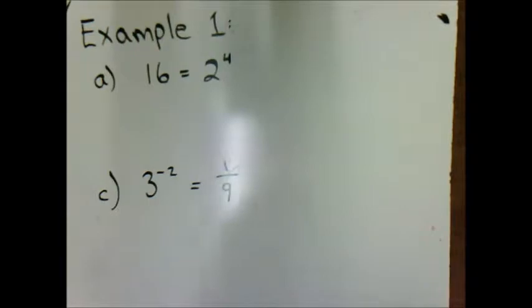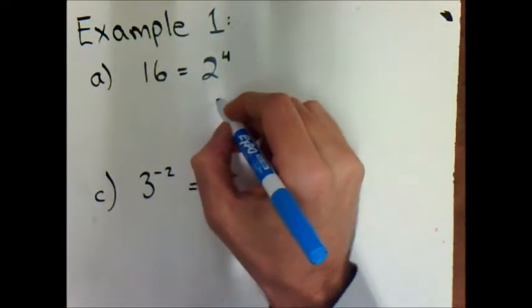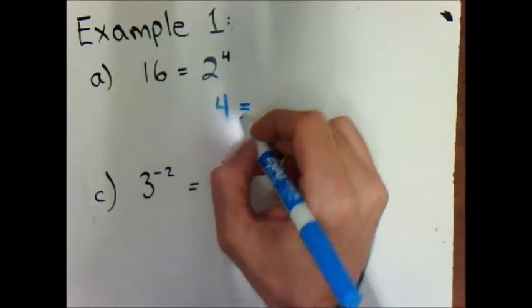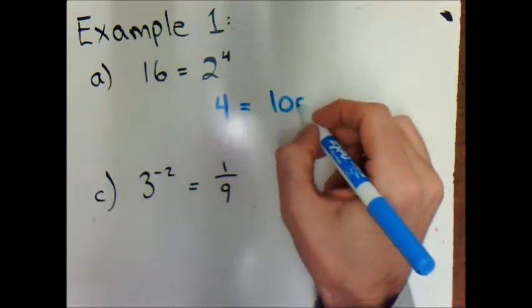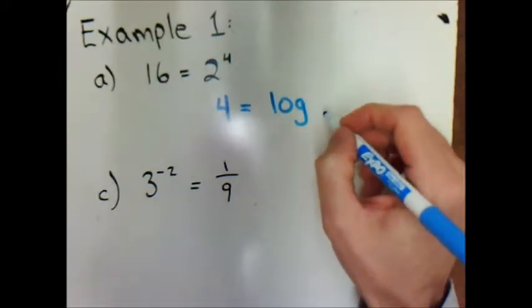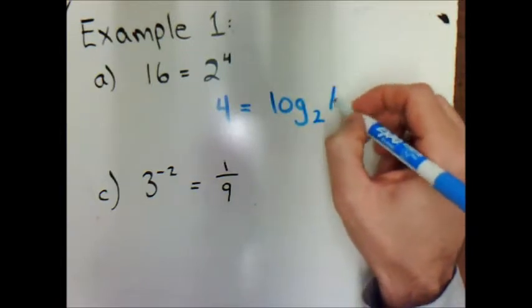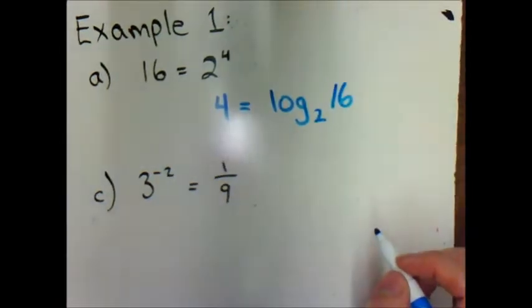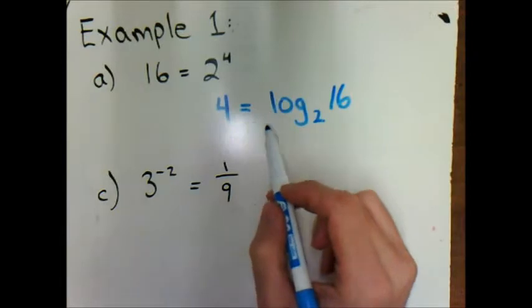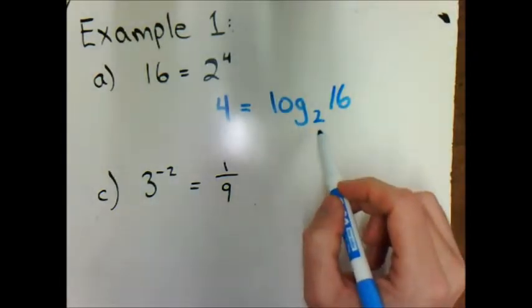Okay, looking at example 1, we're asked to write an exponential equation in logarithmic form. So we have in A the equation 16 is equal to 2 to the power of 4. Now we're remembering that when we write it as a logarithm, we're identifying y. Is the logarithm required to bring the base b to equal the value of 16? 4 equals the log of 16 base 2.